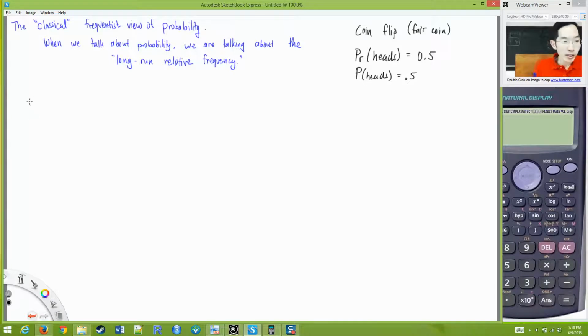Okay, so what do we mean by that? So after one coin flip, perhaps the coin has landed tails. Okay? So what is the relative frequency of heads appearing? The relative frequency of heads is going to be, we have seen 0 heads out of one coin flip, so our relative frequency for heads is 0.